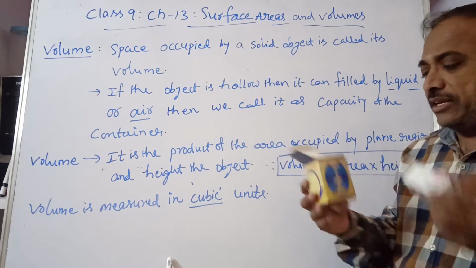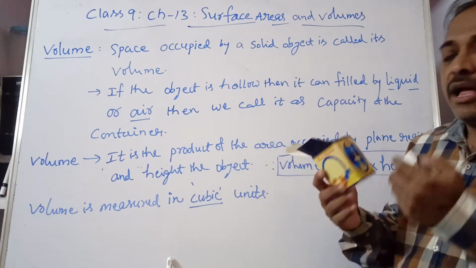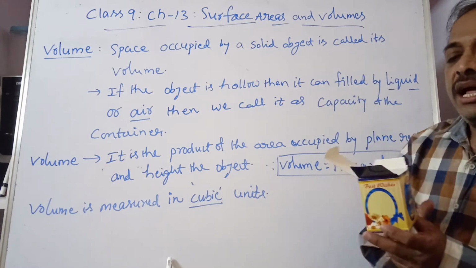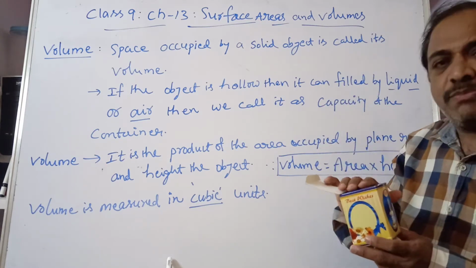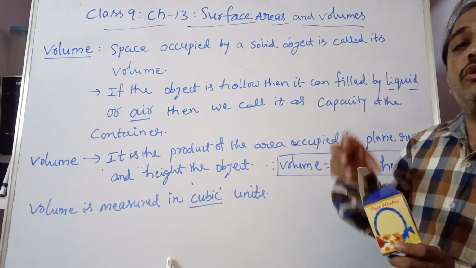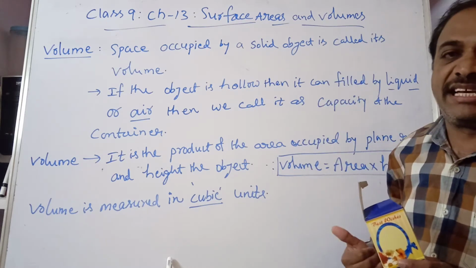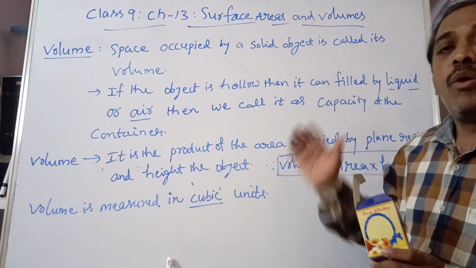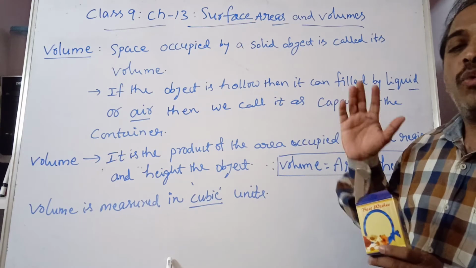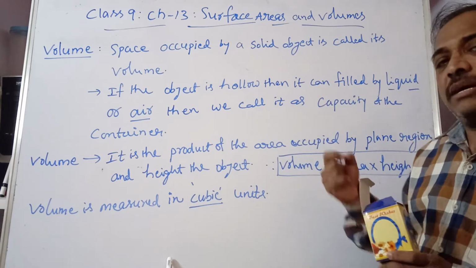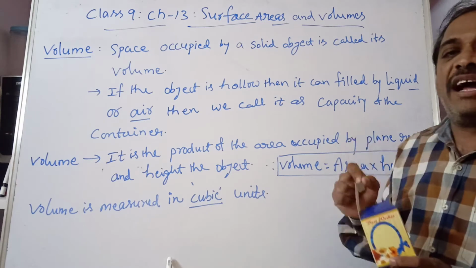If it does not leak, then we can pour water. If it can hold the water, we can fill it, or else we can fill this box with air. So the shape of the container will come. That time we call it the capacity. So both are related terms, volume and capacity. Sometimes they will ask, find the volume. Sometimes, based on the question, find the capacity.